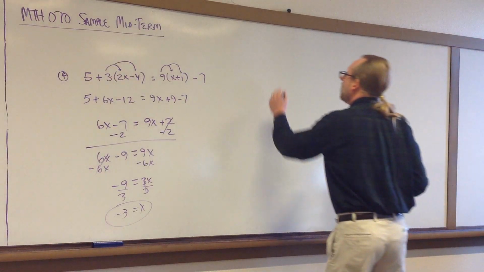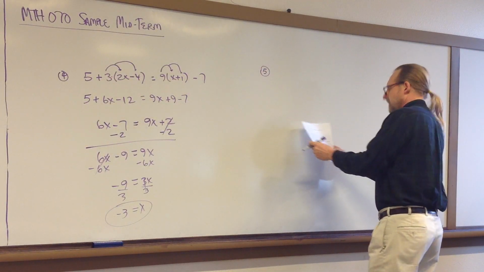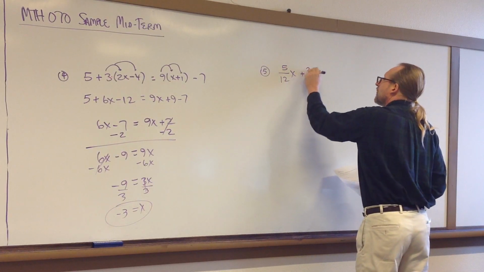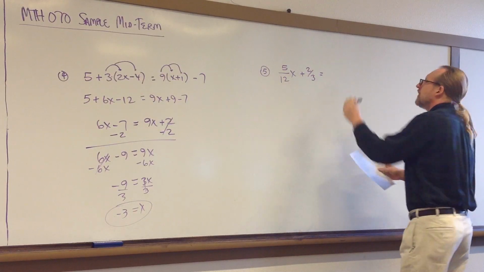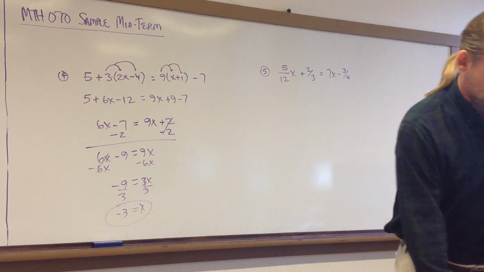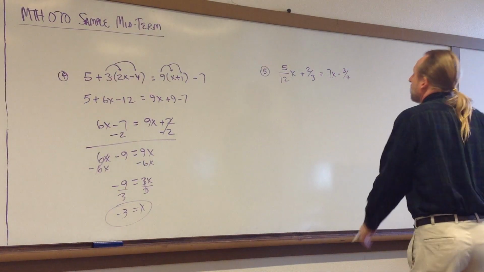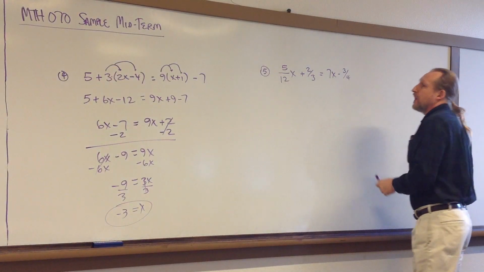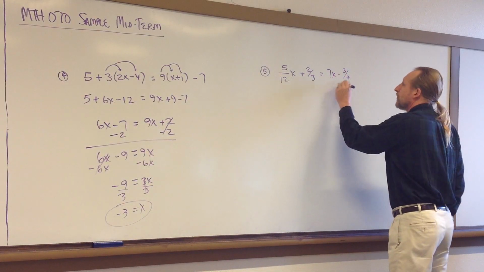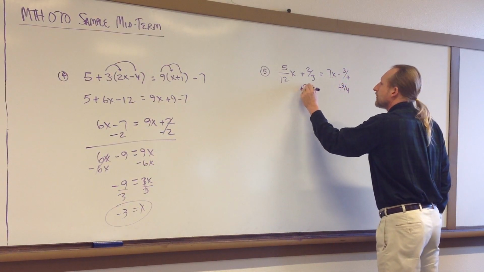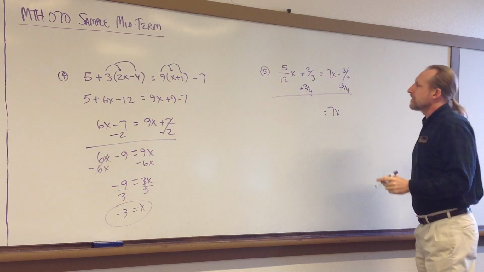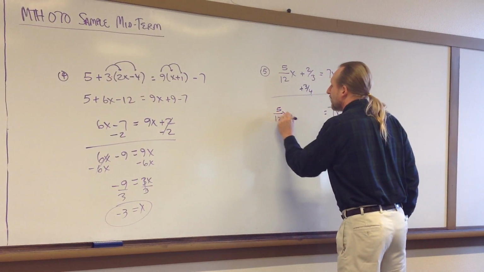Problem 5. What do we have here? 5/12 x plus 2/3 equals 7x minus 3/4. I'm going to approach this in exactly the same way I did that other problem. We're essentially at this step right here. I'm going to move this 3/4 over to be with the 2/3. That'll leave 7x here, and on the other side, we'll have the 5/12 x.